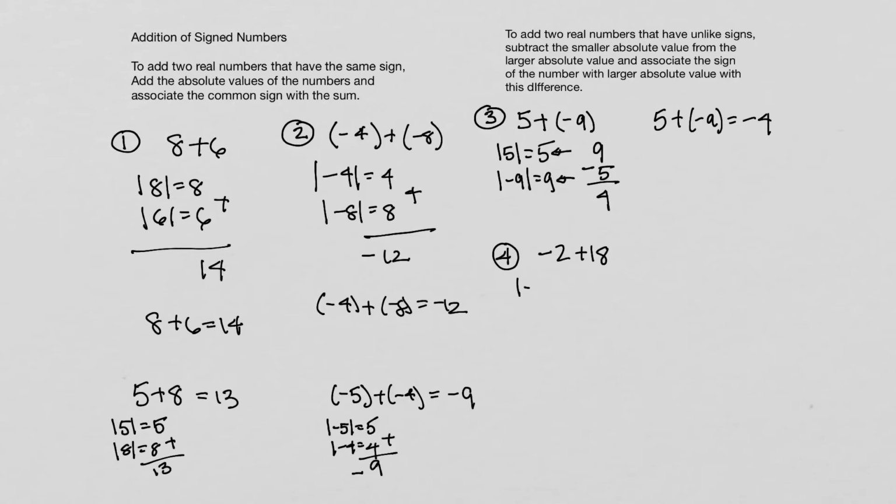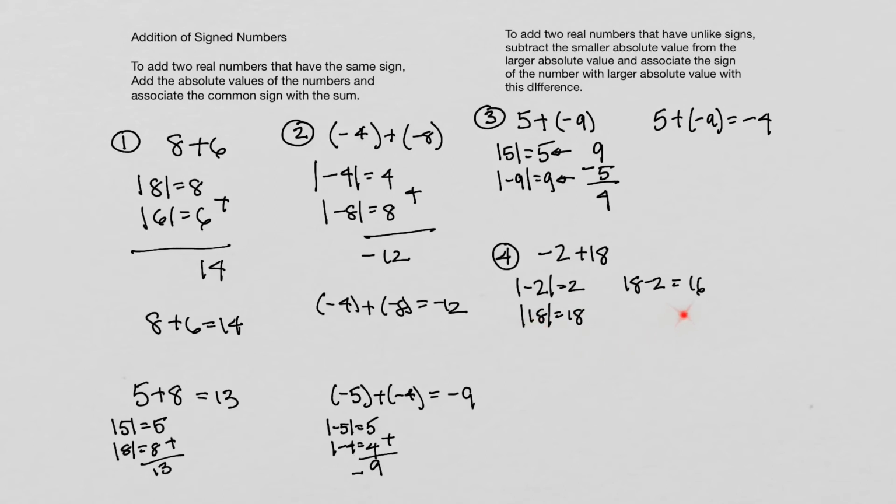So let's do that. We'll get the absolute value of negative 2, which is 2, the absolute value of 18, which is 18, and now we're going to subtract the smaller absolute value from the larger. Now this is the smaller, subtract this one from the larger. So that's going to give us 18 minus 2, which is 16, and with that 16, we're going to associate the sign of the number with the larger absolute value. So here's the larger absolute value. That number is 18. It's positive 18.